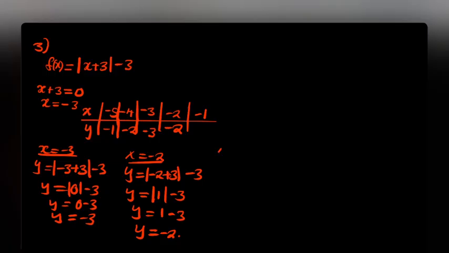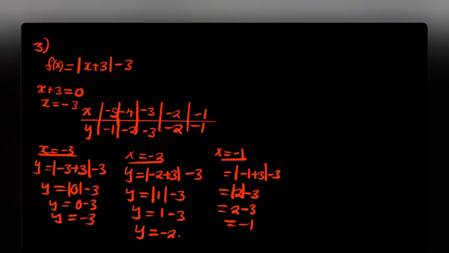Again, we do the same. We need to substitute x with -1. So we get the modulus of -1 plus 3, then -3. This will give us 2 minus 3. Remember there is a modulus here. So this will give us -1.